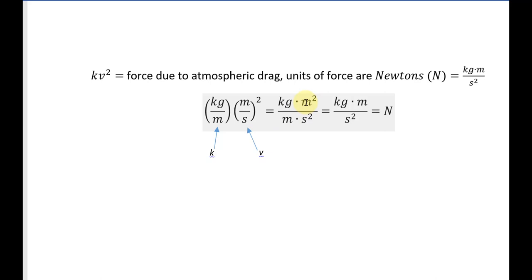We have kilograms meters over second squared, representing newtons. So this coefficient k isn't dimensionless. It's a coefficient in the term that represents the force, and it actually has units of kilograms per meter. There's another coefficient that's often part of these calculations of drag that would be dimensionless. That's in part in the process of finding the value of k.